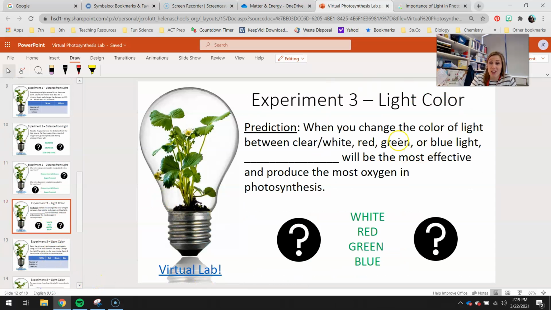Okay, experiment 3, you're going to look at light color. So a little bit different way of phrasing our prediction. When you change the color of light between white light, red light, green light, or blue light, they also call white light clear light. What light color will be the most effective for photosynthesis? So choose one of those 4 light colors for your prediction.